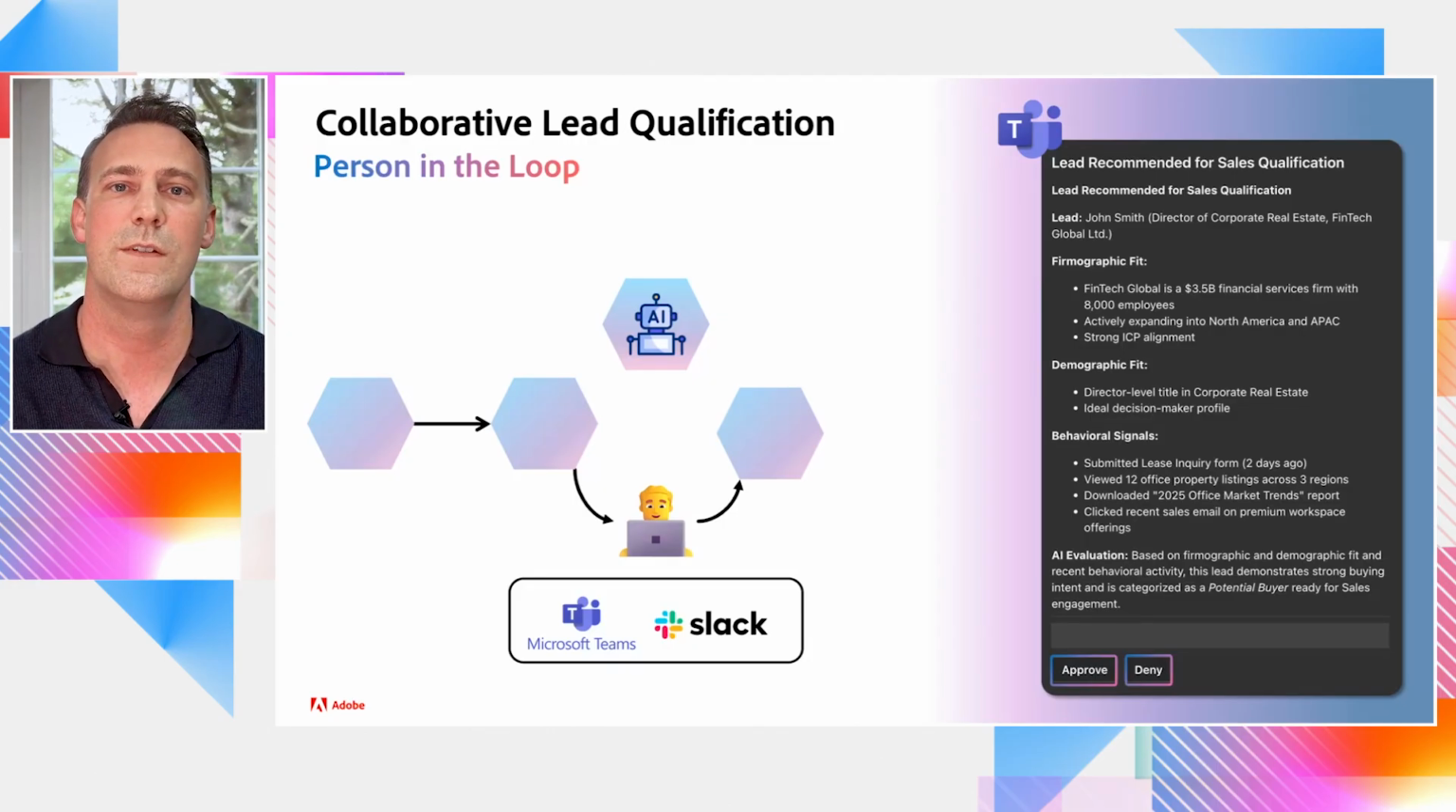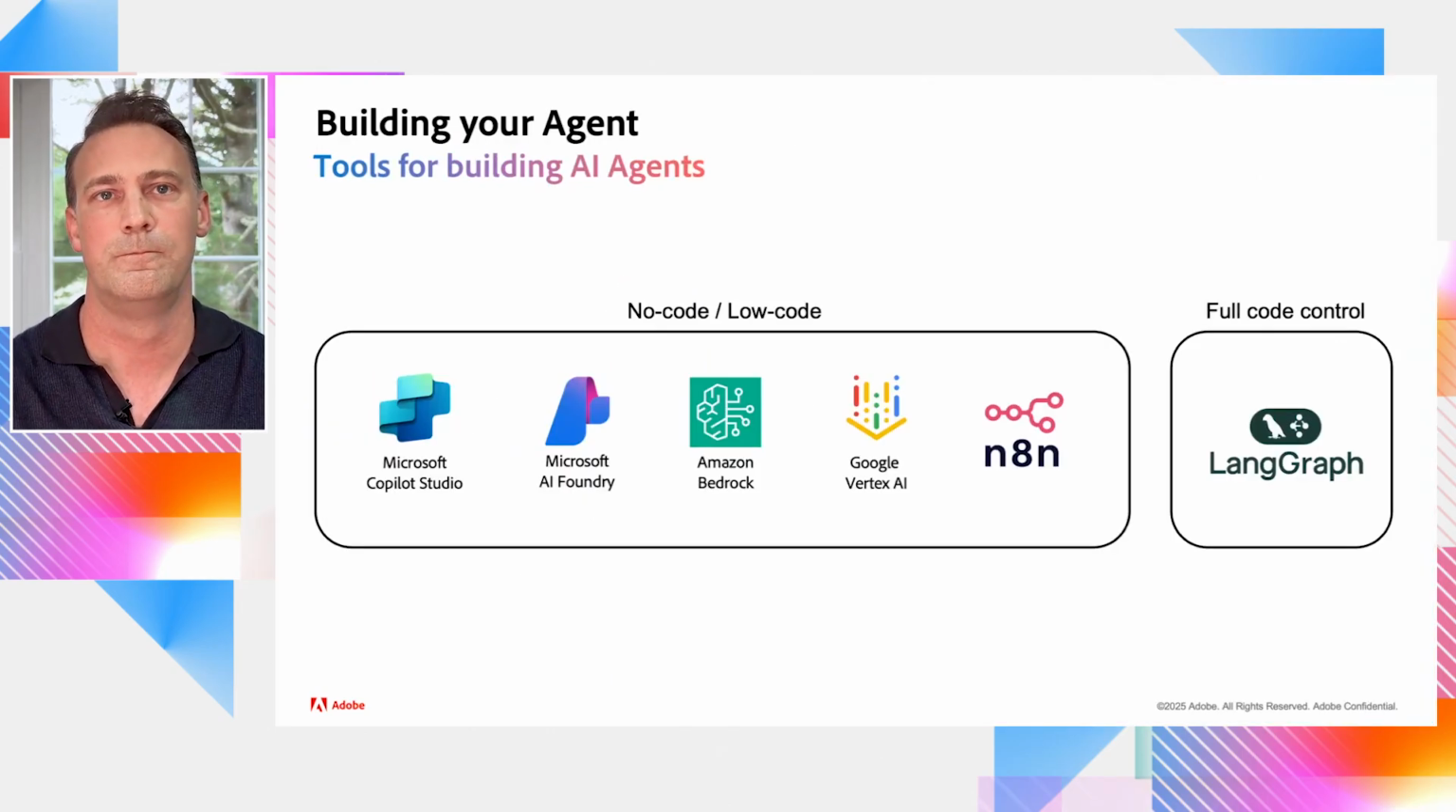So this approach gives us confidence and oversight early on, and a smooth path to gradually hand over more autonomy as the agent earns it. So at this point, you might be wondering, okay, how do I actually build one of these AI agents? Well, the good news is we have a growing ecosystem of platforms available that make this not only possible, but practical. On this slide, you'll see a range of popular tools for building agents.